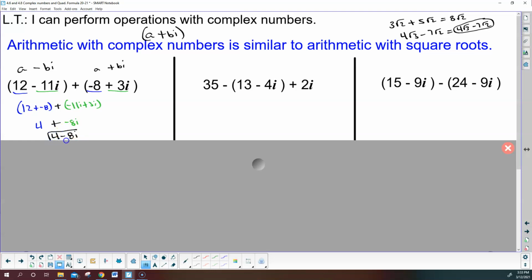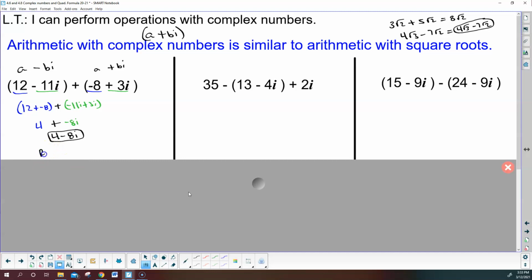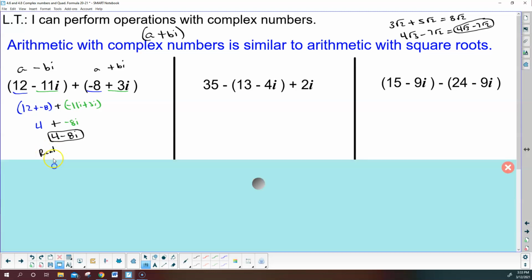And there's my answer. Notice it has a real portion, which is 4, and then it has the imaginary portion, which is negative 8. So what I'd like you to do is pause the video, and I want you to try these two remaining problems.